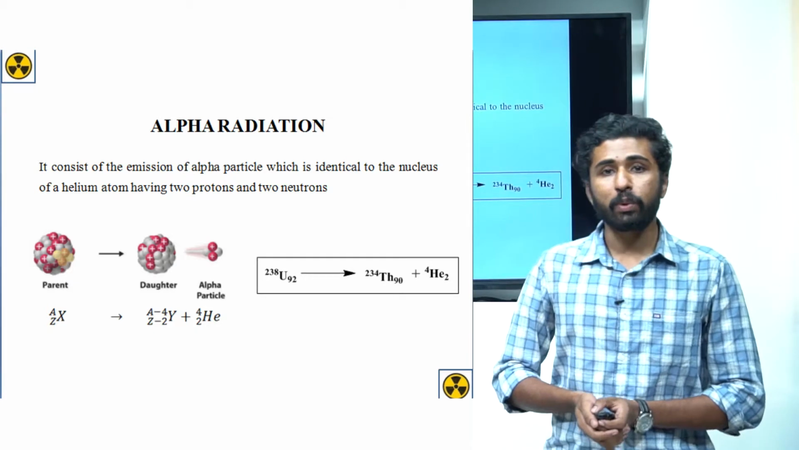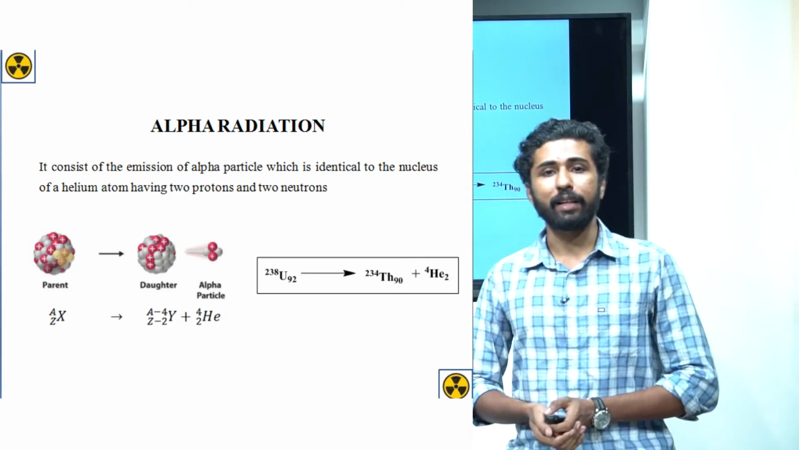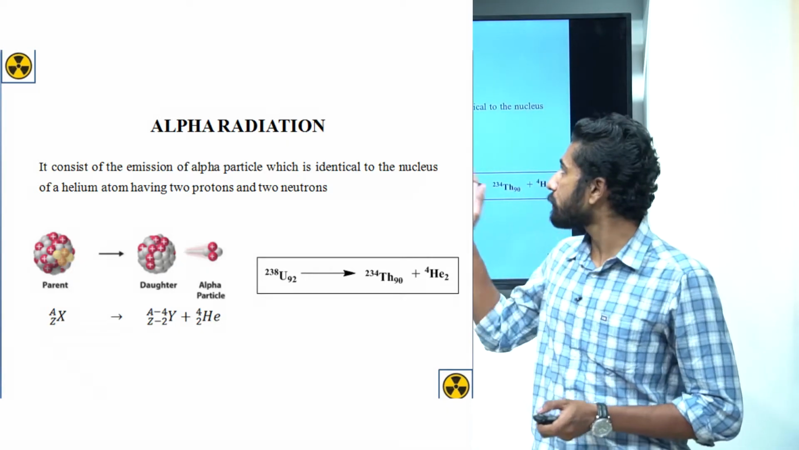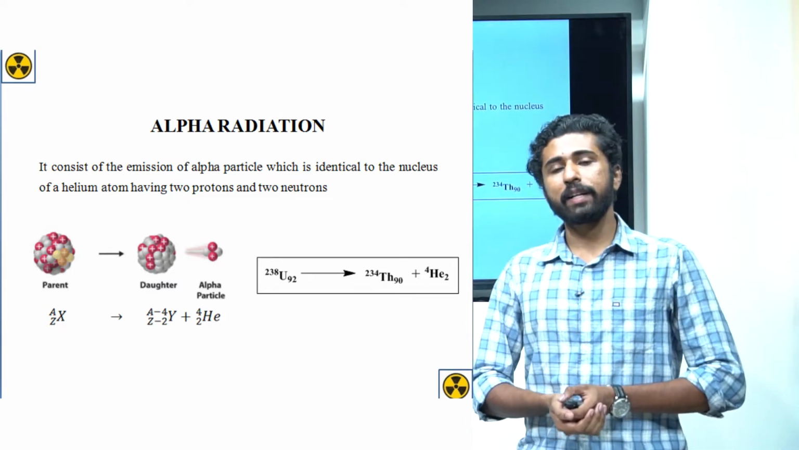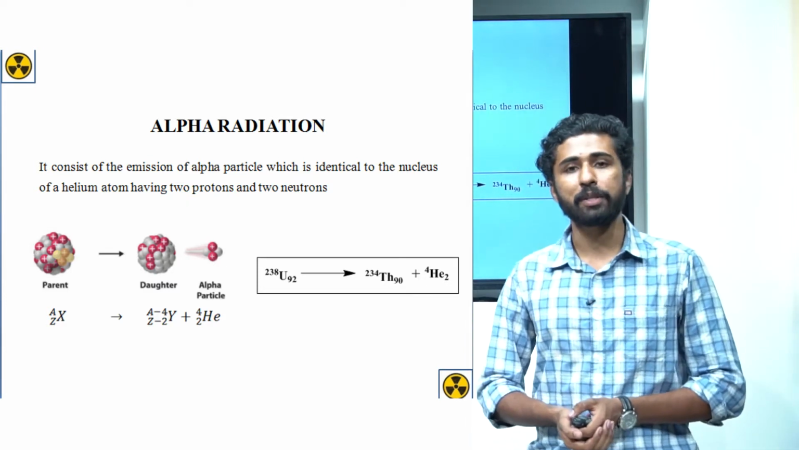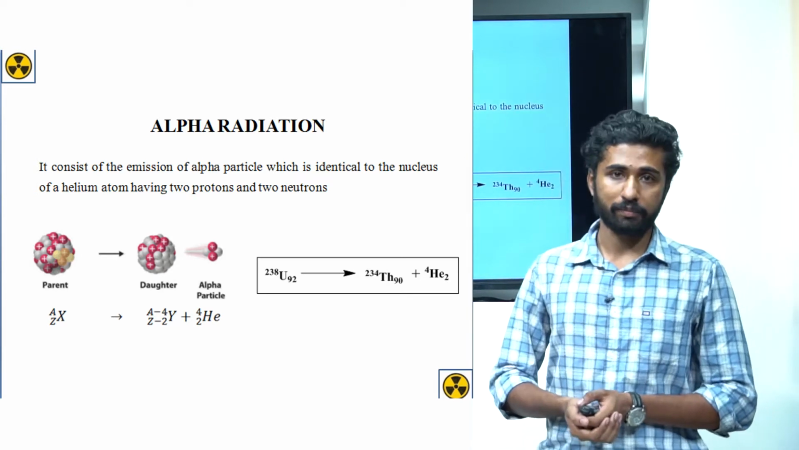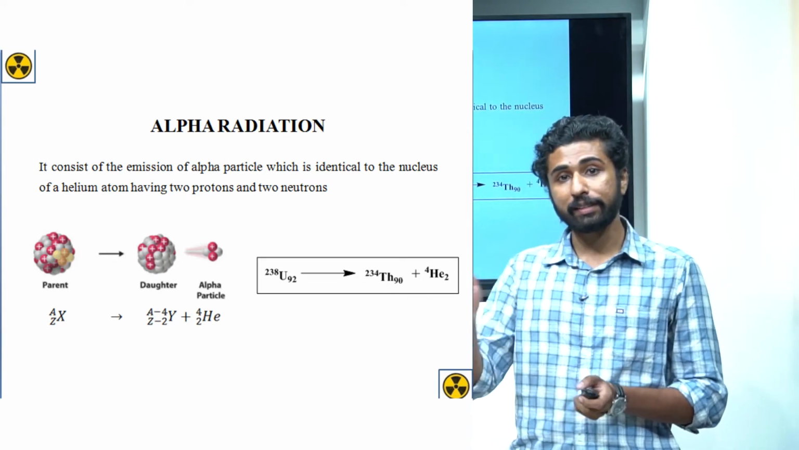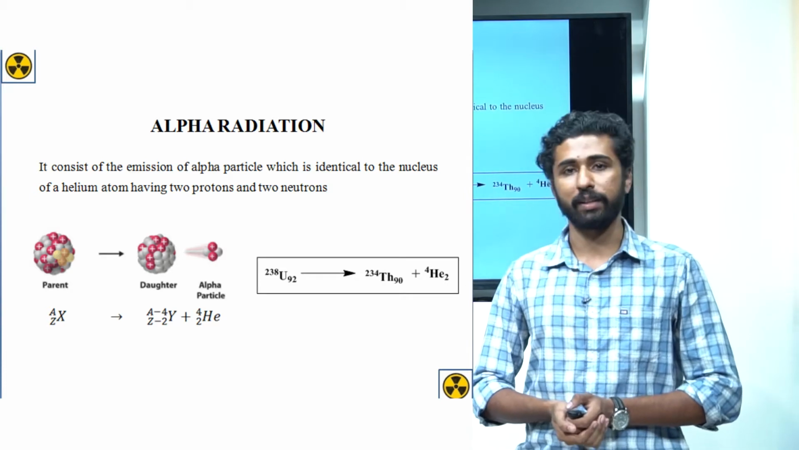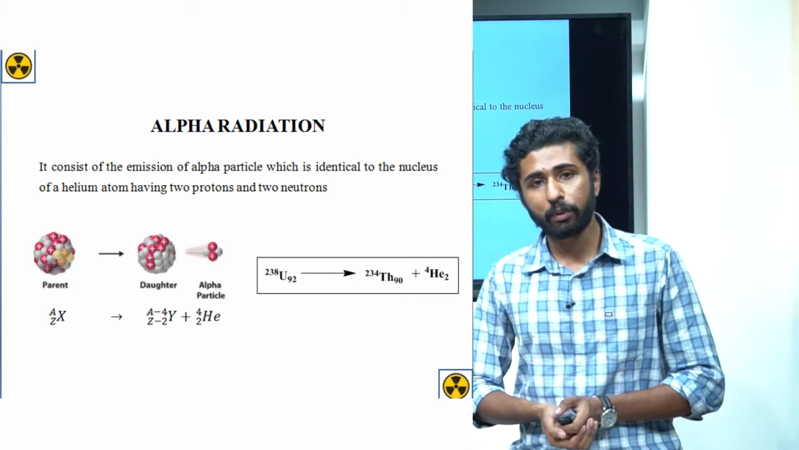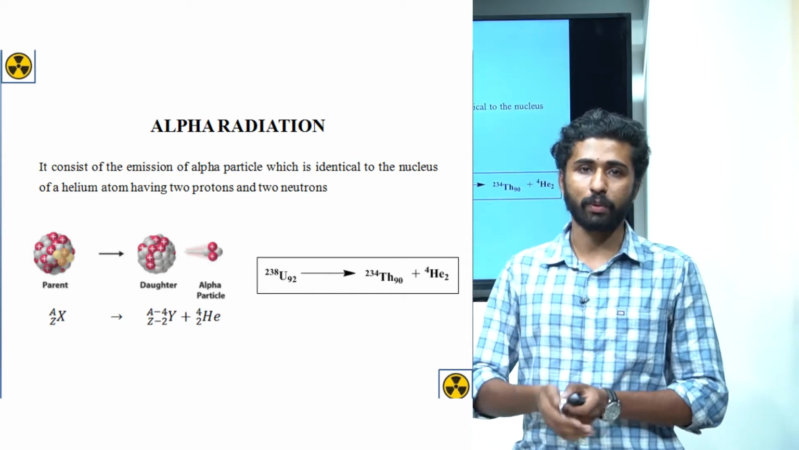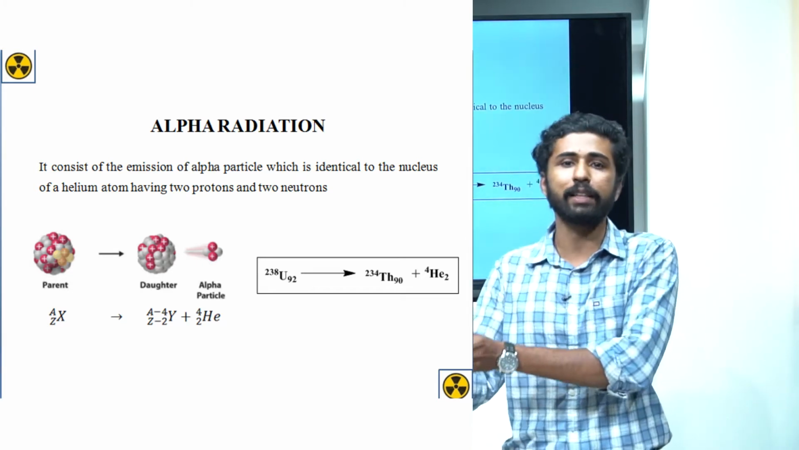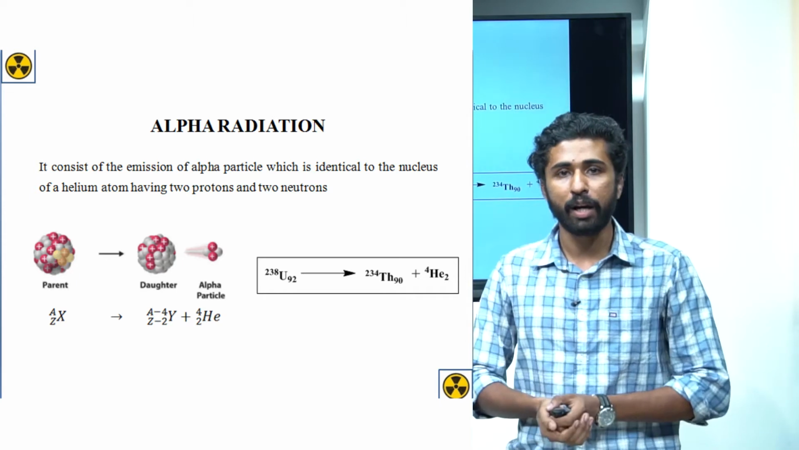Now we need to discuss all these three types of radiations. First, we have alpha radiation. Alpha radiation consists of the emission of an alpha particle. An alpha particle is similar to a helium nucleus. We know a helium nucleus contains 2 neutrons and 2 protons. So alpha particle emission is equivalent to the emission of a helium nucleus.